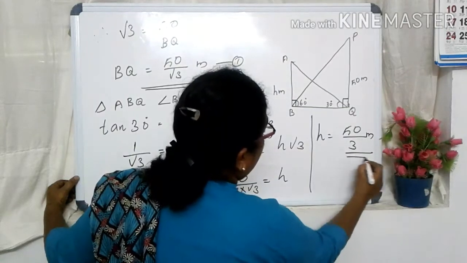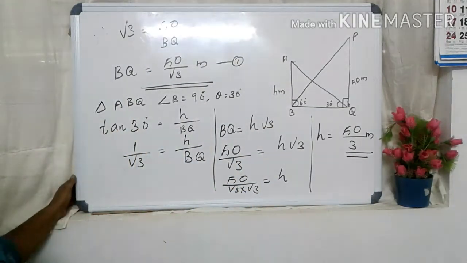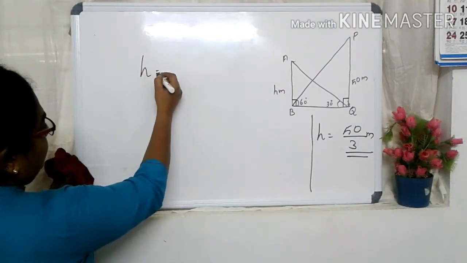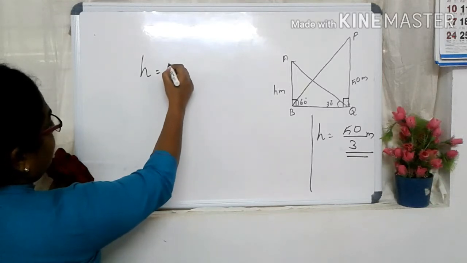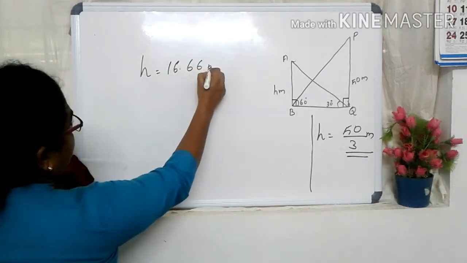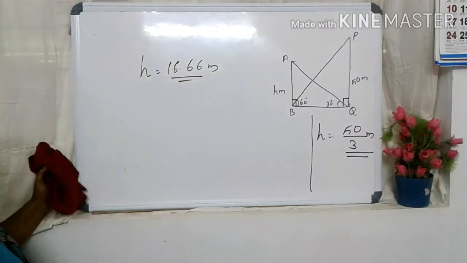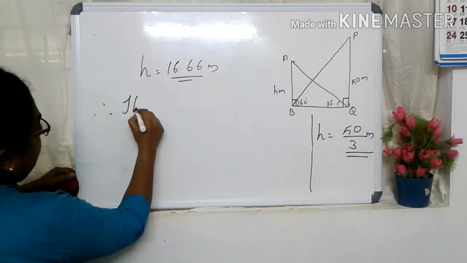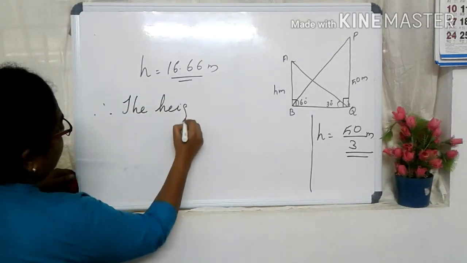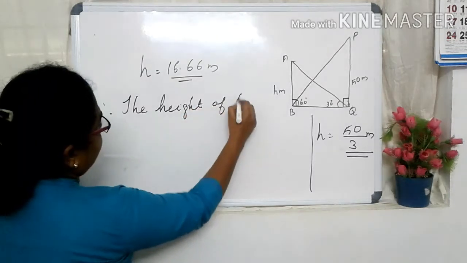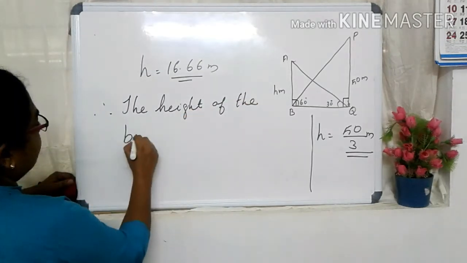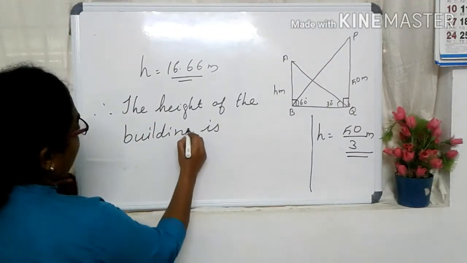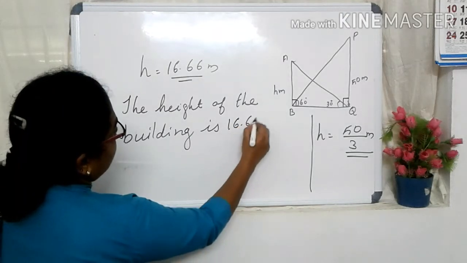Now divide 50 by 3 to get the value of H. Therefore H, the height of the building, is 16.66 meters. The question asks to find the height of the building, so we have to write the answer: the height of the building is 16.66 meters.